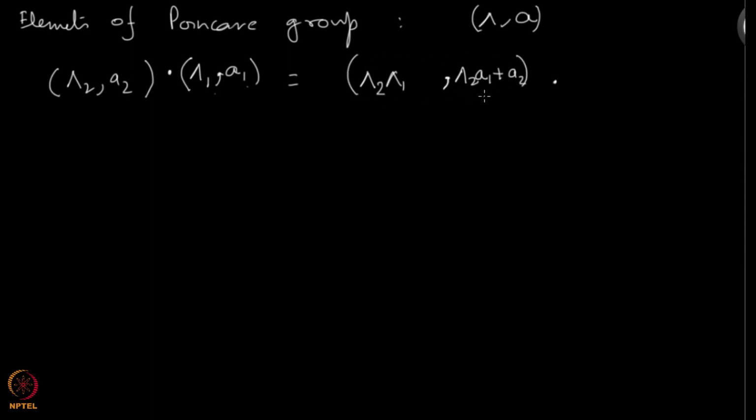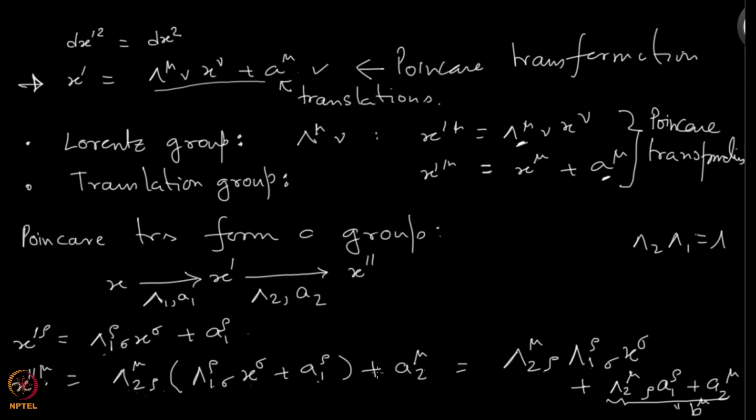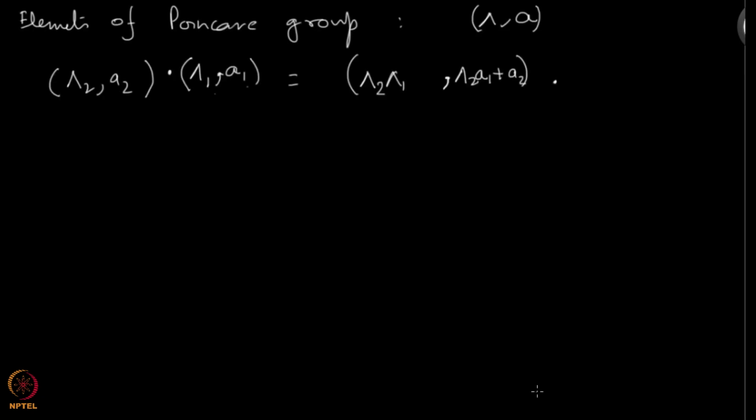Okay, let us go back and check how I get this. So here x double prime is exactly what I was writing on the next page, and the answer is that you get a2 plus lambda 2 a1. So that is the translation you have, and this one was of course lambda 1 times lambda 2.